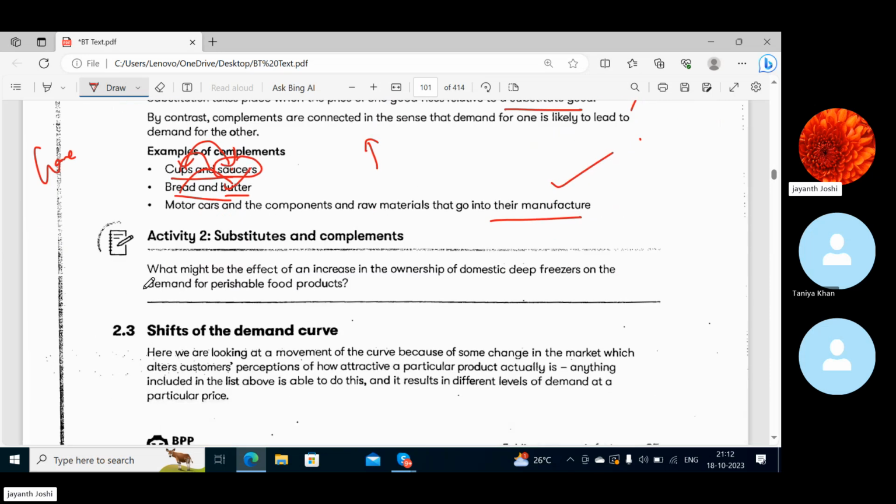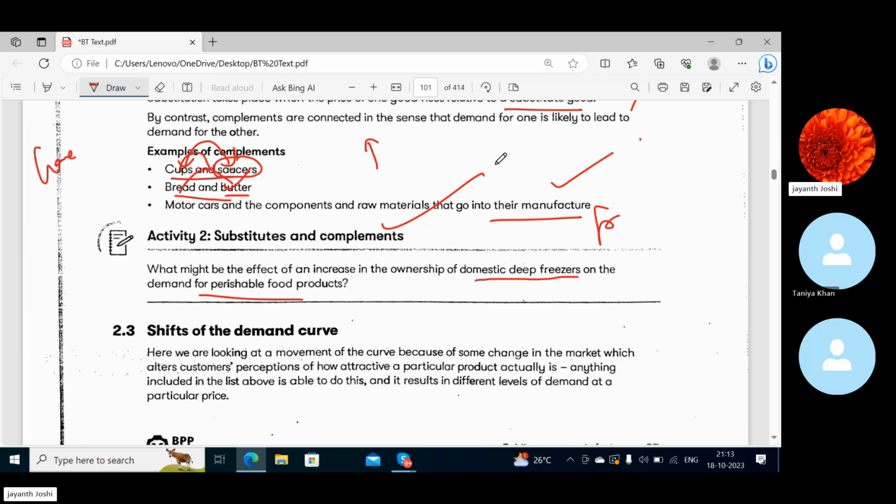So there are some examples here. What might be the effect of an increase in ownership of domestic deep freezers on demand for perishable food products? Can you answer this question? Activity. See, I understand, right? Why will you buy freezers? You buy freezers because you use perishable products. Freezers are bought only to store perishable products. So domestic deep freezers and perishable products are complements, correct? Because people buy deep freezers to store perishable products.